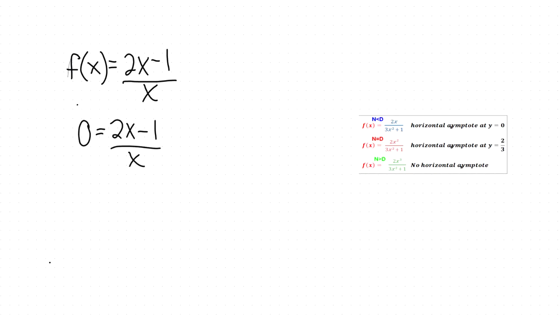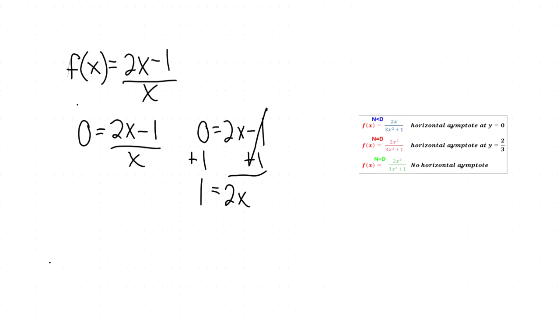Well, I'm really concerned about just the numerator being 0, because the denominator could be anything other than 0, but we'll get to that. So the numerator should be 0. So let's just say 0 equals 2x minus 1. Let's do some simple algebra to solve for x. Let's add 1 to both sides so that these cancel. We've got 2x on the right side of the equation equals 1.